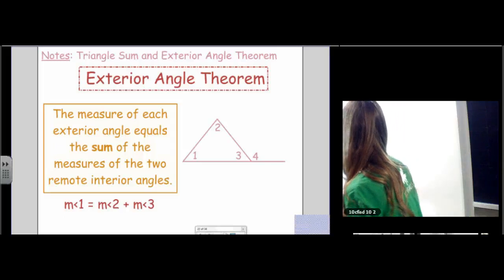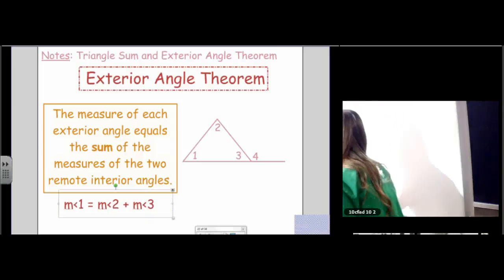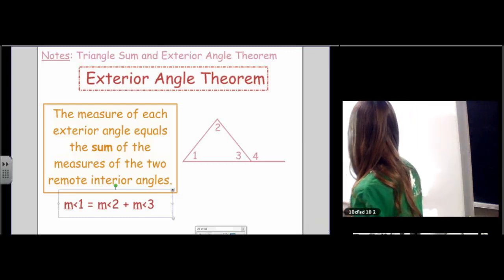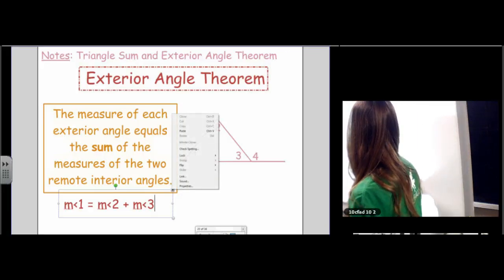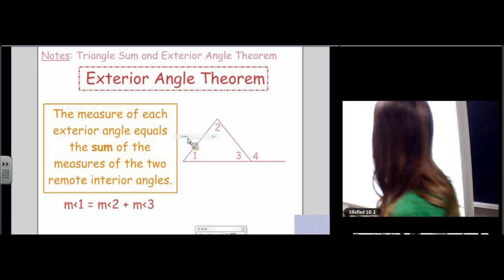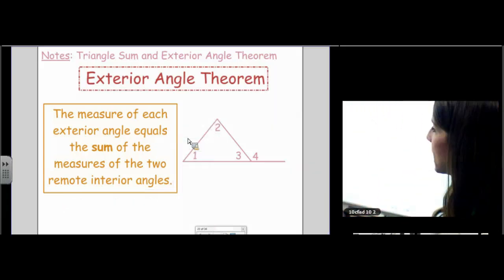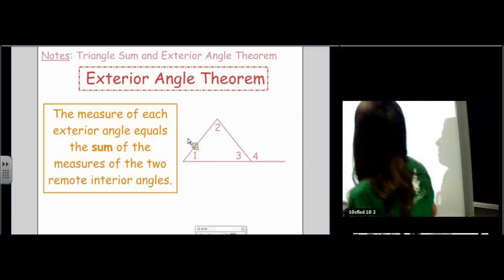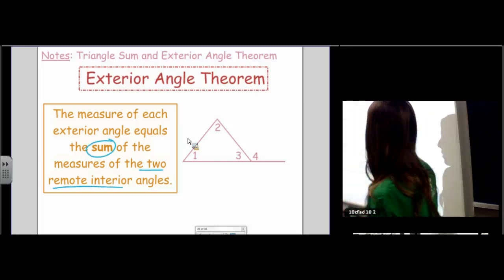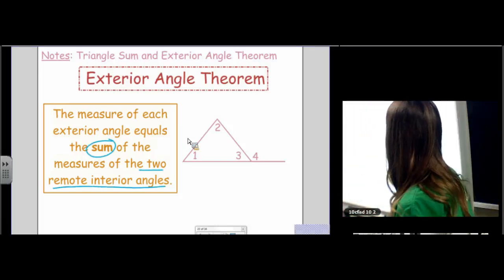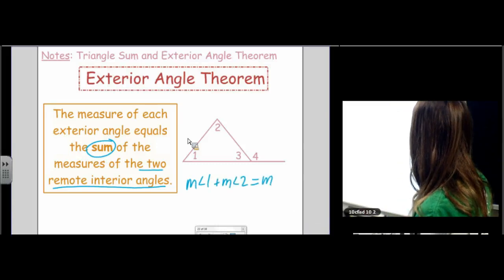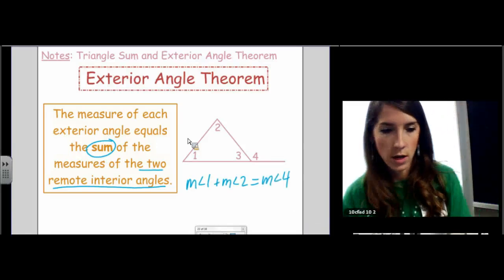Oh, don't look at this. That's wrong. Measure of angle 1 plus the measure of angle 2 equals the measure of angle 4. Let's not look at that. Delete, delete. Okay. The measure of each exterior angle equals the sum of the measures of the two remote interior angles. So the measure of angle 1 plus the measure of angle 2 equals the measure of angle 4.